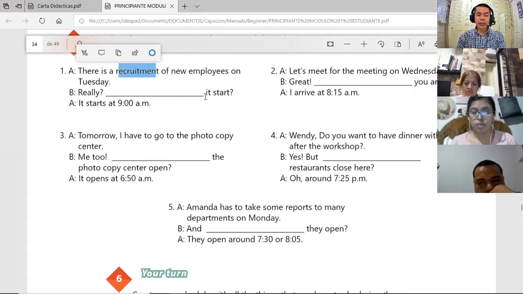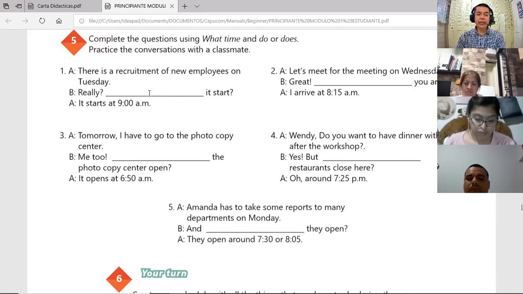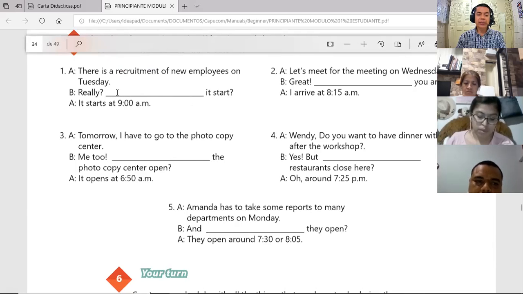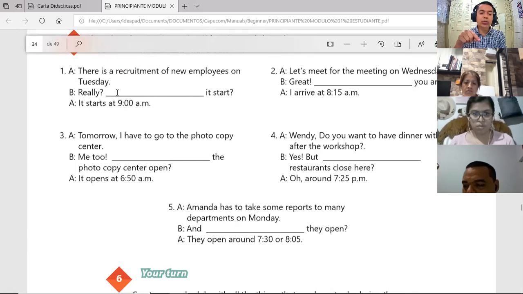Entonces, Raquel, ¿sí me entendió la idea? Yes. Entonces, ¿cuál sería la pregunta, Raquel? What time does it start? Excellent. Very good. Y tenemos los cuatro elementos. What time does the auxiliary, right? It start. Ahí están los cuatro. What time does it start? Ese it está sustituyendo recruitment, right? Understand? Y luego, como ya mencionamos recruitment otra vez, volvemos a decir it.